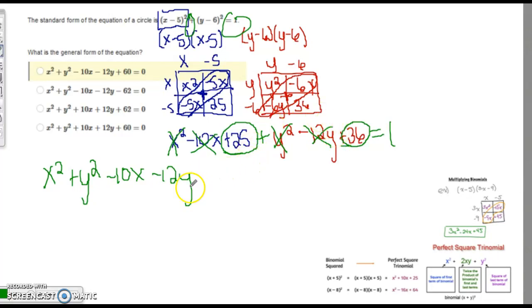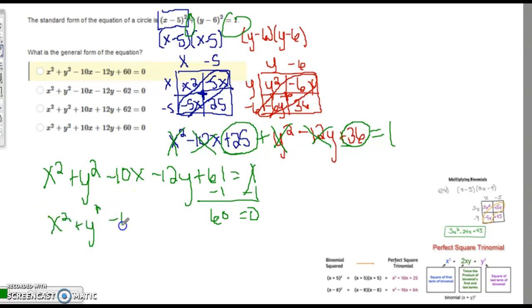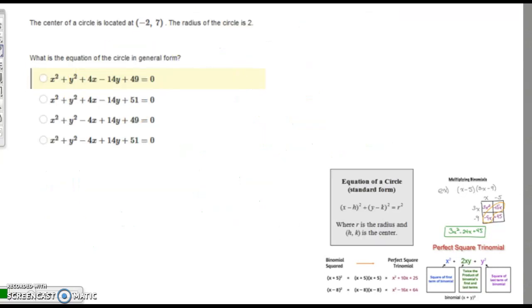That equals 61. And you can do these next two steps in one step if you want to. But I also need it to equal 0, so I'm going to subtract 1 from each side. So this is what I get. X squared plus y squared minus 10x minus 12y plus 60 equals 0. All right, let's go to the next one.